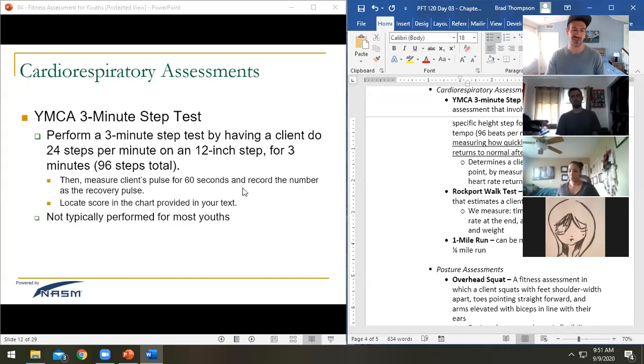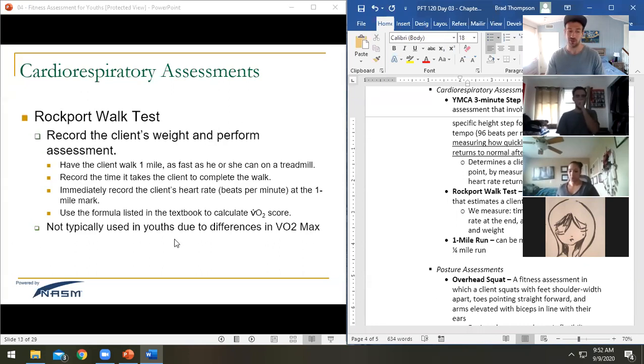They don't do this anymore. This is not in your textbook anymore. And again, it's not typically performed for most youths. Remember that. That is important because it's not formulated for kids.